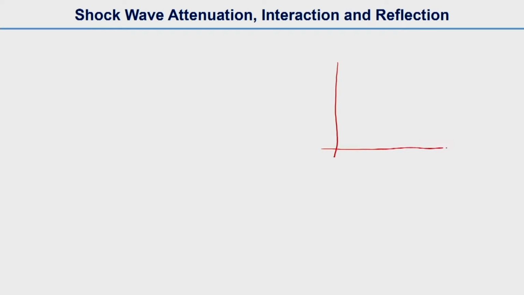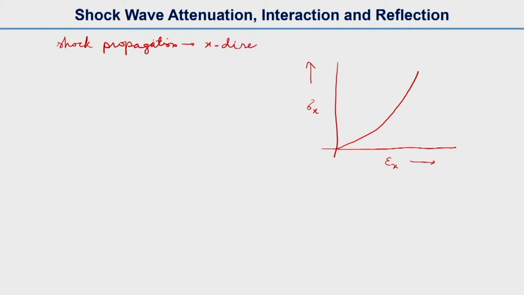ideal hydrodynamic case, that is, ideal hydrodynamic material. So we will draw that. This is a plot of stress sigma x and the strain epsilon x, where the shock wave is going in this direction. The shock propagation direction is the x direction, and that's why we're using sigma x and epsilon x.